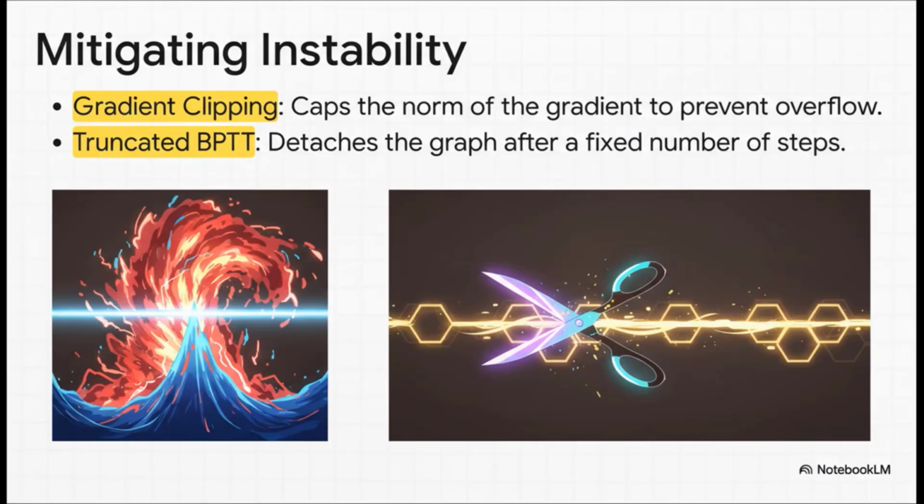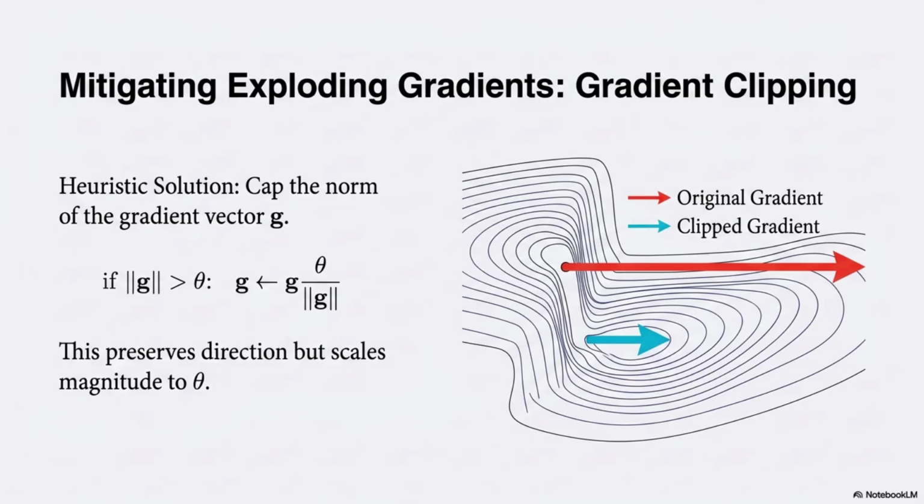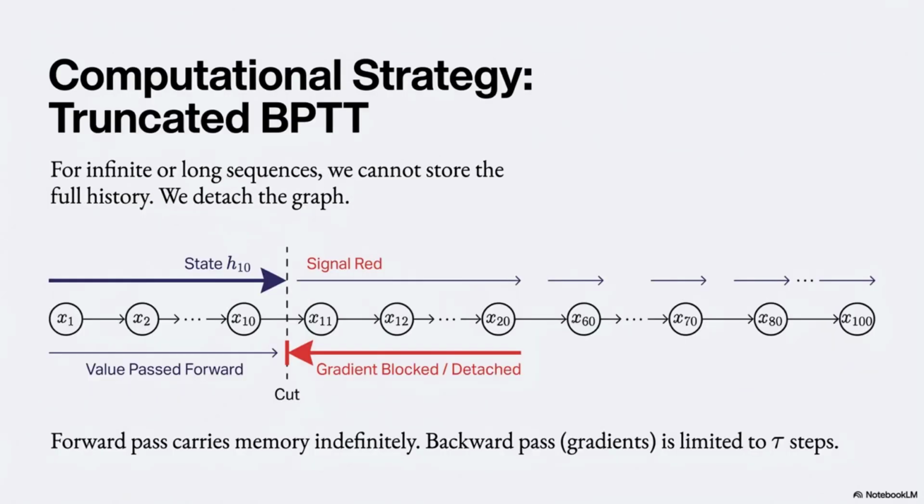Now, over the years, we've developed some practical workarounds. For exploding gradients, the solution is a bit of a hack, but it works surprisingly well. Gradient clipping. If your gradient vector gets too big, you just shrink it down. You cap its magnitude. For the vanishing gradient problem and the sheer cost of backpropagating through thousands of steps, we often use truncated BPTT. Here, we just decide to only backpropagate for, say, the last 100 steps, and we cut off the gradient flow from anything before that.